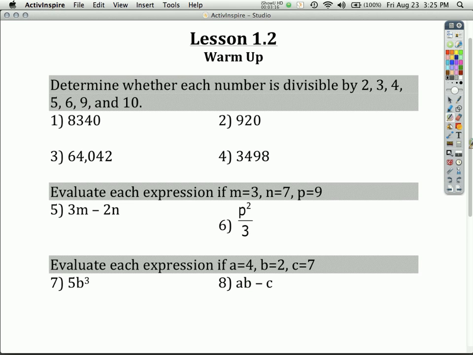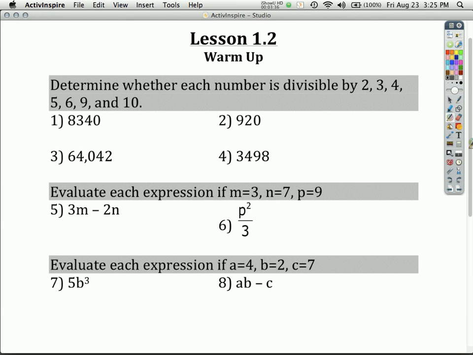Today's warm-up was a review of everything you've learned so far in my class this week. The first 4 questions were all divisibility rules. You should not have had to look back at your notes. You should have committed them to memory to the point where numbers 1 through 4 seemed very easy to you. So let's see how we did.